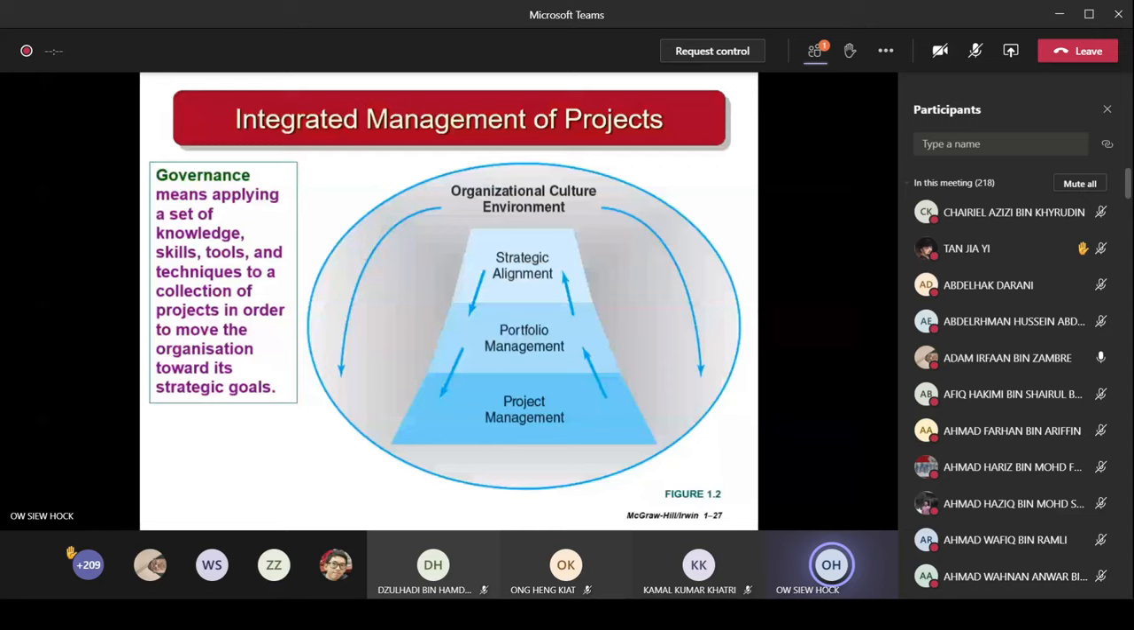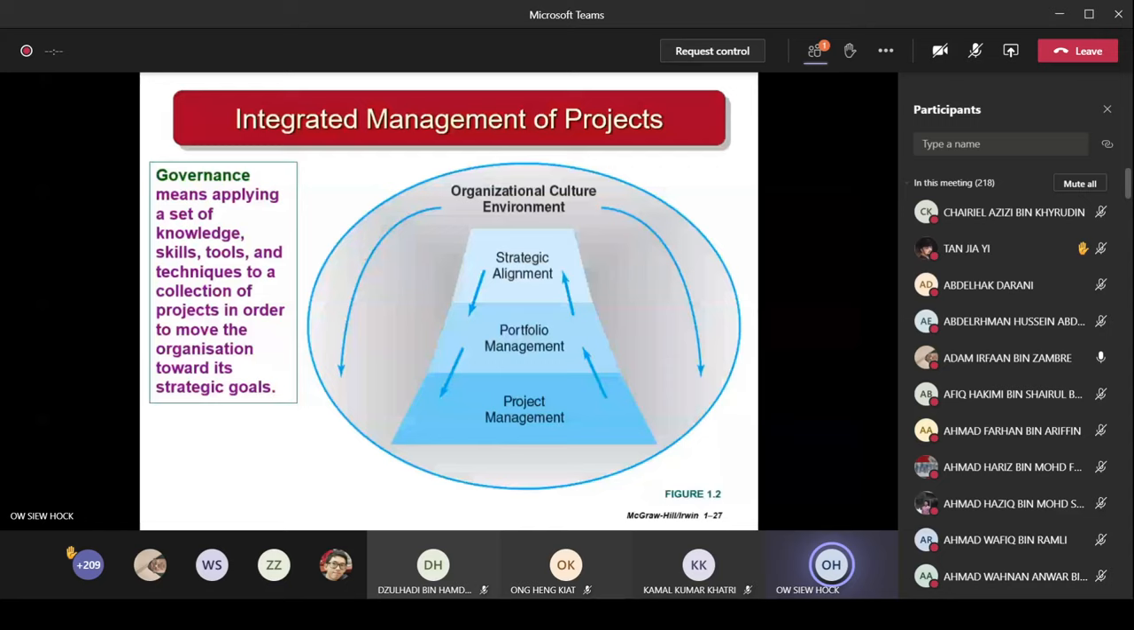So in UM, what are the main goals of UM? UM must produce quality students. UM must produce quality research. All of this comes down from the top management. They set the mission and the vision, and then they define what strategic actions they are going to take.